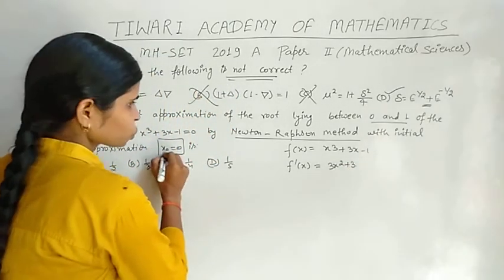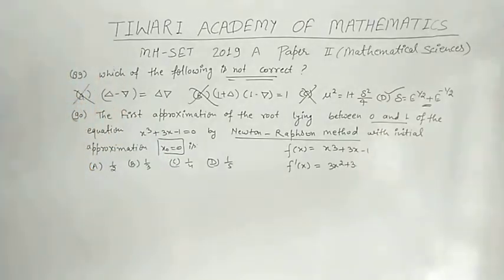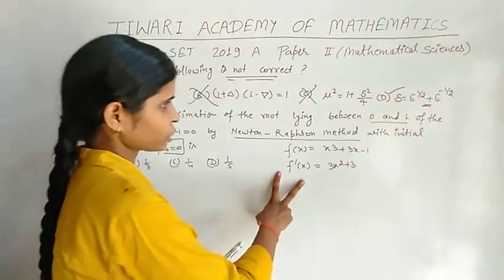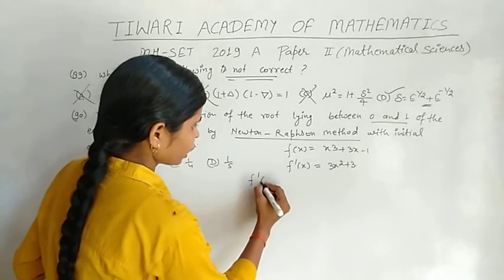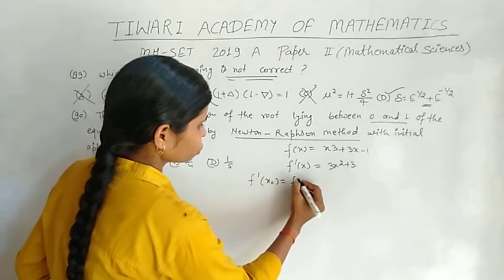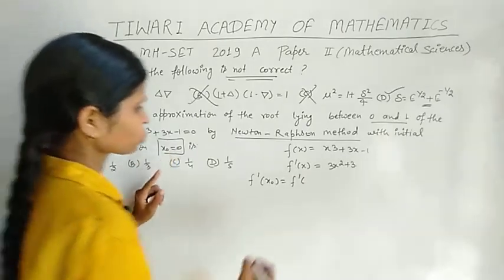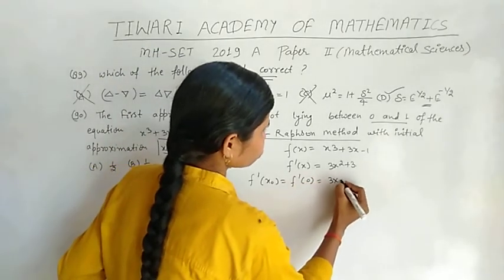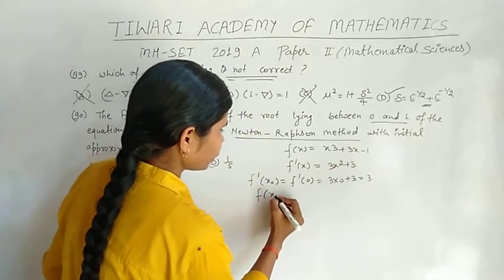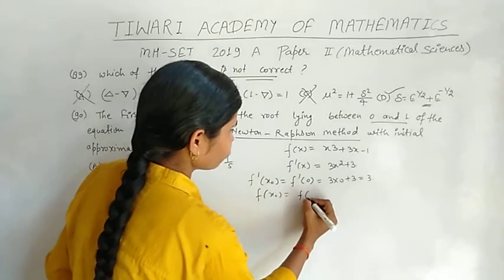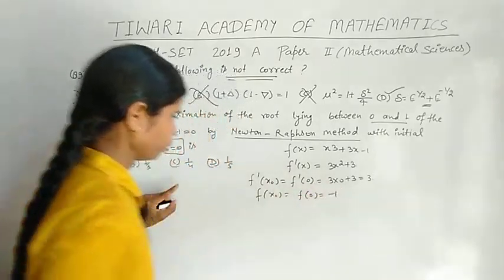Approximation at x naught equals 0. We find the Newton-Raphson method by initial approximation x naught equals 0. So we find the value of f and f dash at the point x naught. The derivative at the point x naught, that is 0, is equal to 3 into 0 plus 3, which is equal to 3, and the function value at the point x naught is f of 0, which is equal to minus 1.